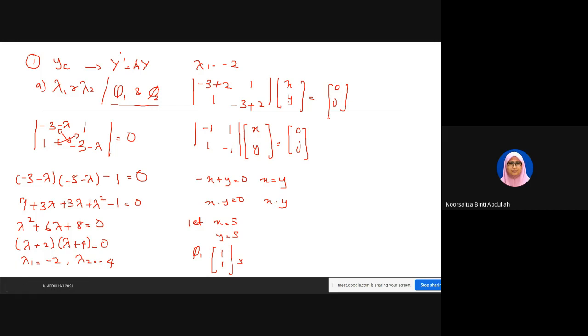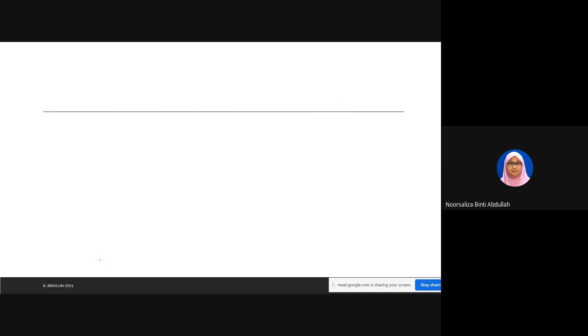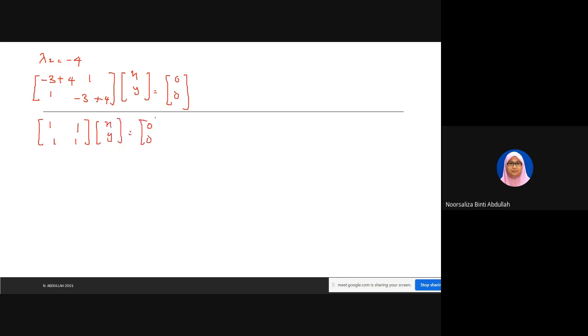Now we look at lambda 2. Lambda 2 is minus 4. So this matrix will be minus 3 plus 4, 1, 1, minus 3 plus 4, times x, y equals 0, 0. So minus 3 plus 4, you get 1, 1, 1, 1, times x, y equals 0. So now you have x plus y equals 0, the other one also x plus y equals 0. Now you have x equals minus y, or y equals minus x.